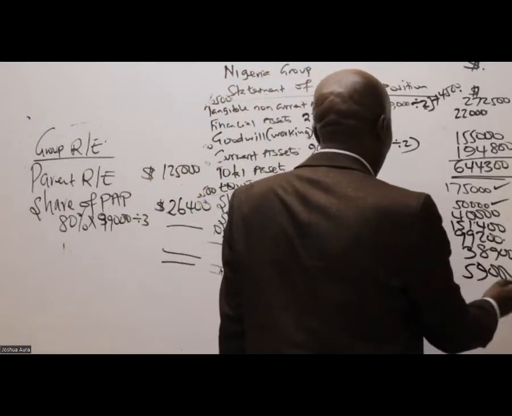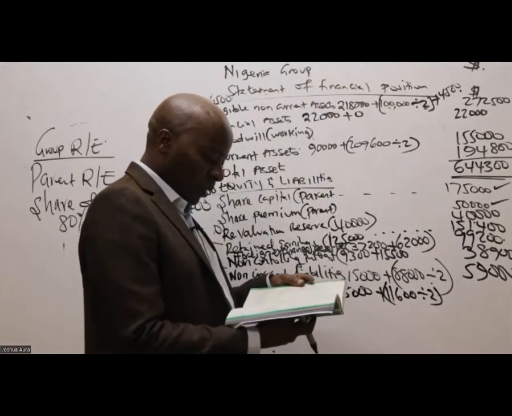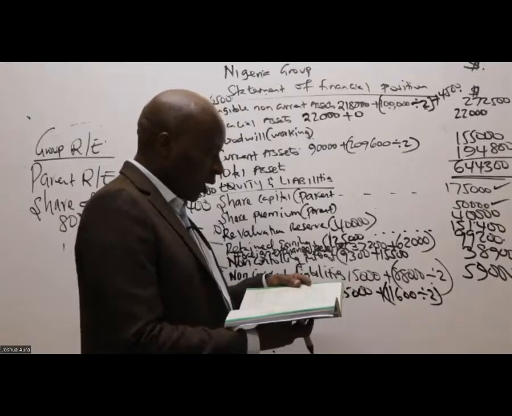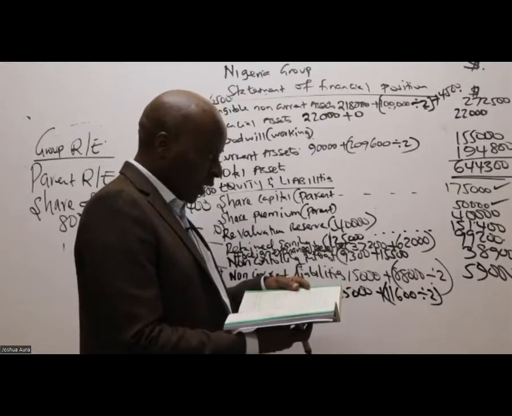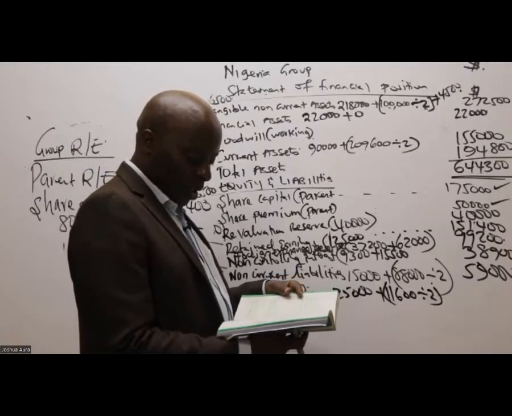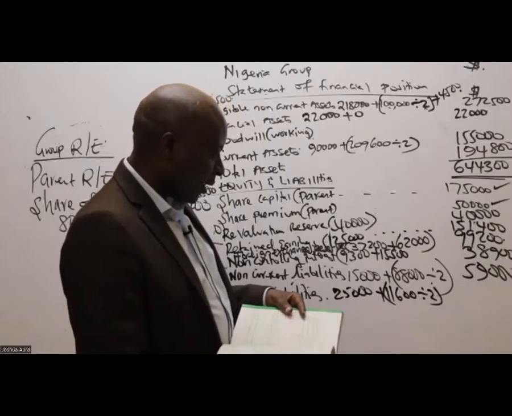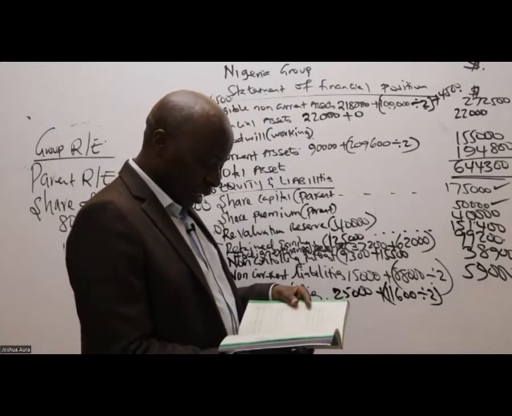And then we have the very last one, which is the current liabilities. What do we have there? Somebody, current liabilities, 83,000, eh?